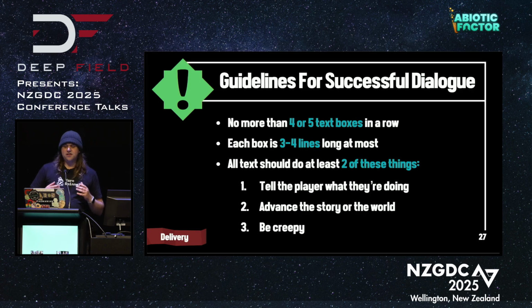They set themselves some guidelines for successful dialogue. So no more than 4 or 5 boxes of text in a row to avoid overwhelming the player with too much content. Make sure that each box is no more than 3 or 4 lines of text, because of UI side limitations. But also, crucially, every piece of text shown to the player, and this is not just dialogue, it's also found objects as well, should do at least 2 of 3 things. Tell the player what they're doing, advance the story or build the world, or be creepy.